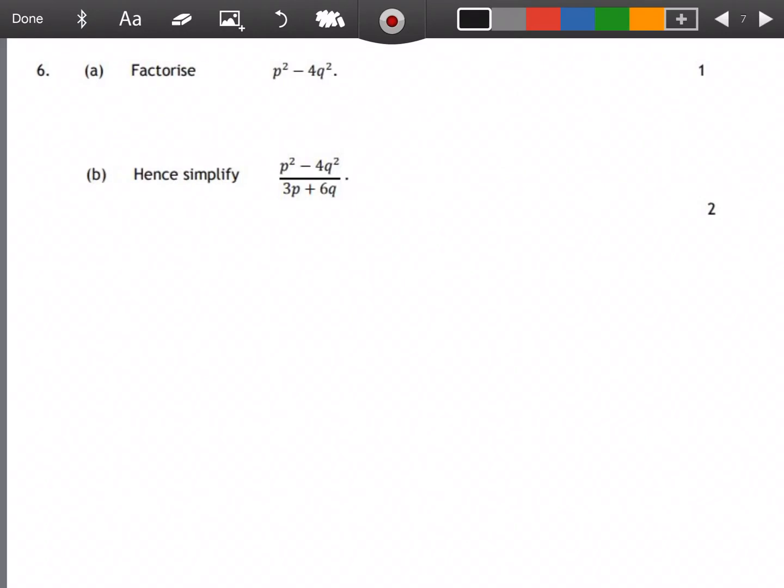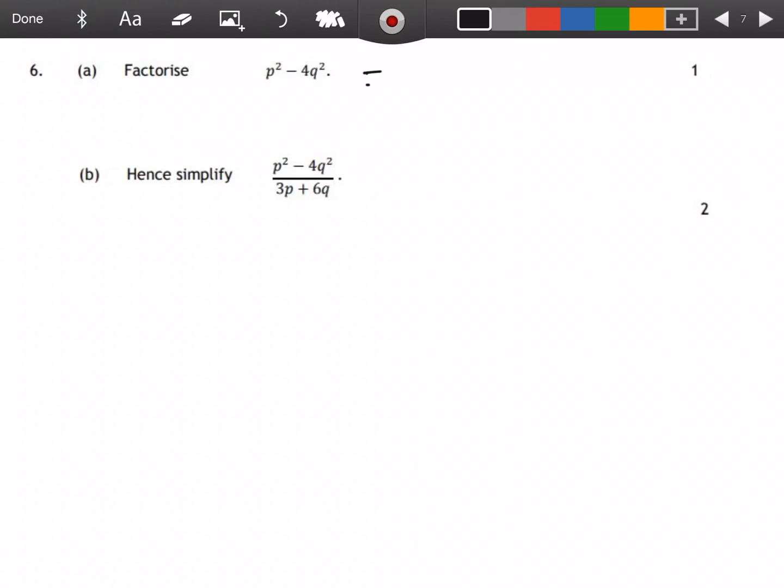Number 6, factorise. Remember, you've got your 3 different types of factorising. Common factor. Is there a common factor here? Always look for that first. It's definitely not a common factor. Another type of factorising is your quadratic trinomial. You've got your 3 terms. That's definitely not that.